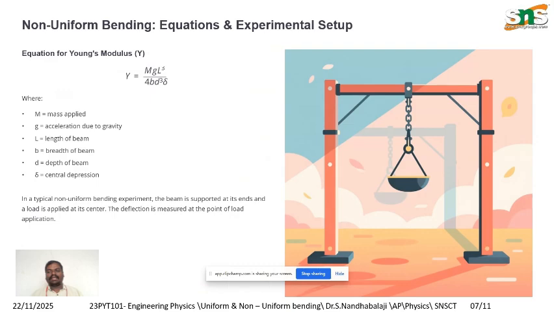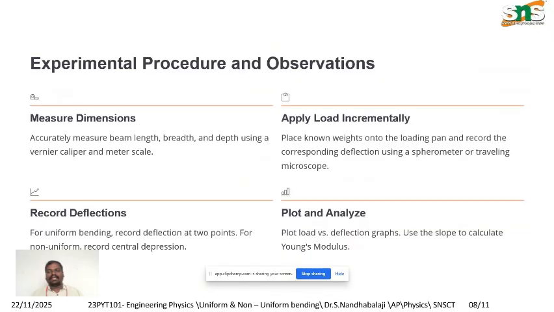Plot and analysis of uniform and non-uniform bending: use the deflection graphs and the slope to calculate Young's modulus. This graph shows the uniform bending deflections, improving gradually, like a calculation of the deflection curve. And non-uniform bending improves in the same ratio. So these are two different parameters: the deflection of uniform and non-uniform bending.